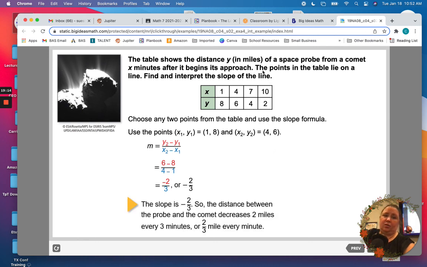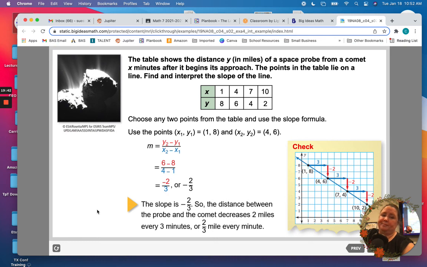Okay, so it tells me the space probe x minutes after the points. Find and interpret the slope. So it tells me that as the space probe is coming from the comet, every 2 miles takes 3 minutes. Or it's 2/3 of a mile per minute. That's how fast it's going.